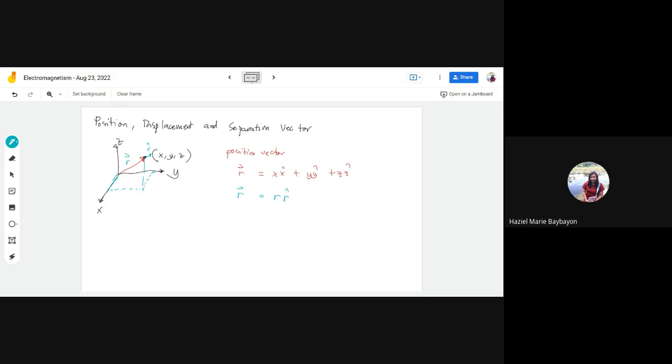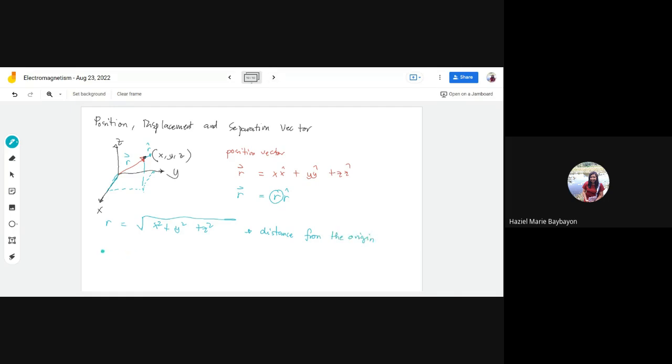Now, the magnitude of the position vector r is equal to the square root of x squared plus y squared plus z squared. Okay? This is the distance from the origin. When you get the length from the origin towards the point, that is the magnitude of vector r. So it is the distance from the origin.